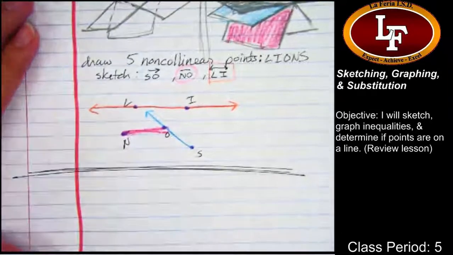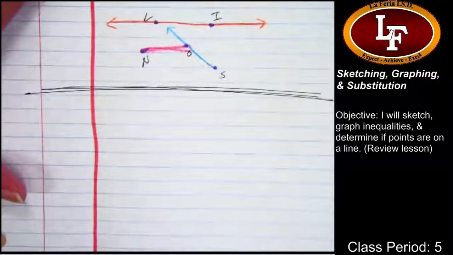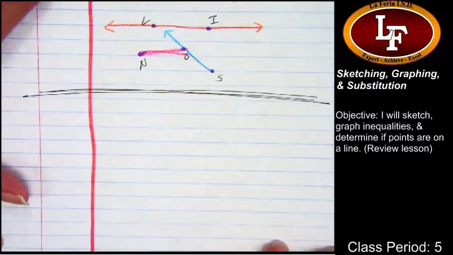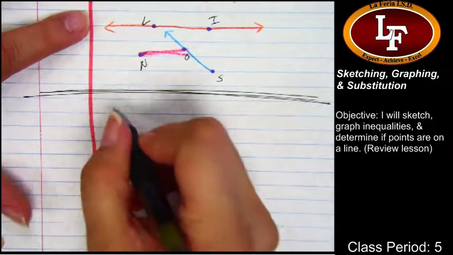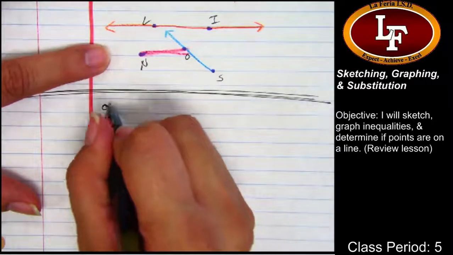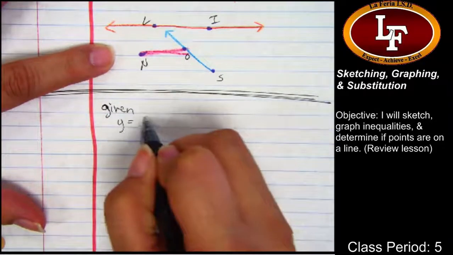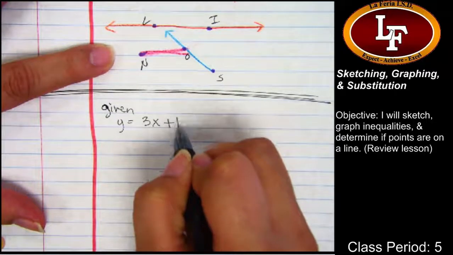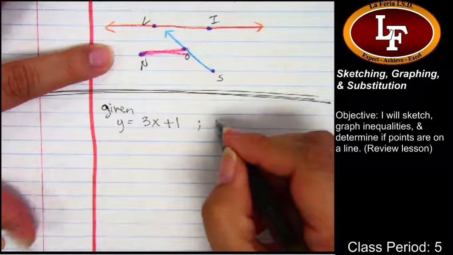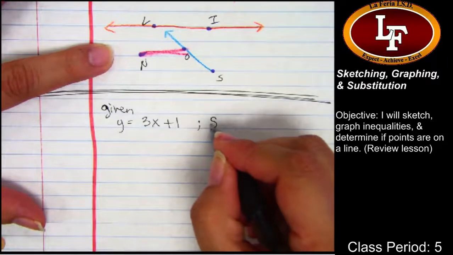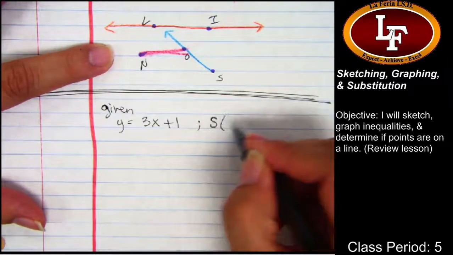All right, new section. New section. New section. We were given an equation of the line. So here's some equation. I have no idea, I just made it up. And they want to know, is this point S on the line?